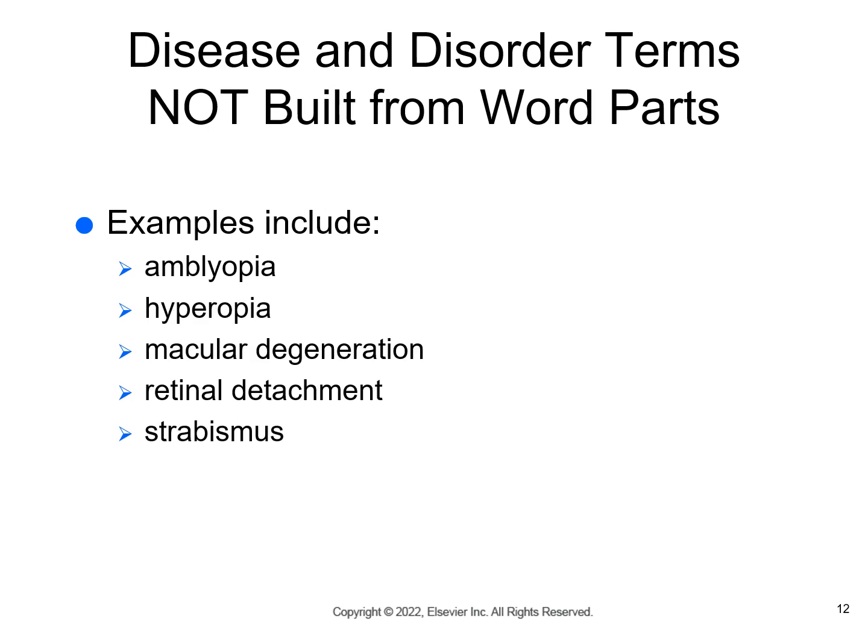Examples of some terms that are not built from word parts are amblyopia. This is reduced vision in one eye because of misuse or disuse as a result of strabismus. Basically, the eyes are not working evenly. This is also commonly referred to loosely as lazy eye. Hyperopia, this is what we call farsightedness.